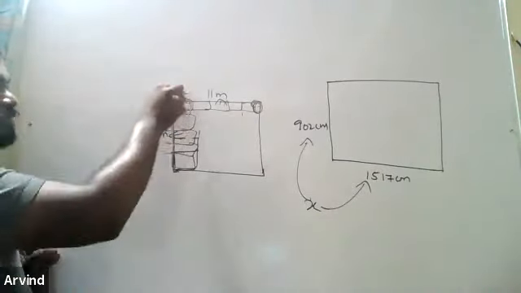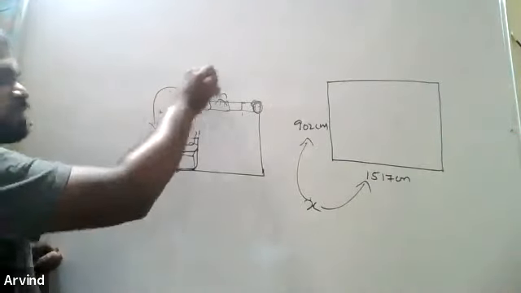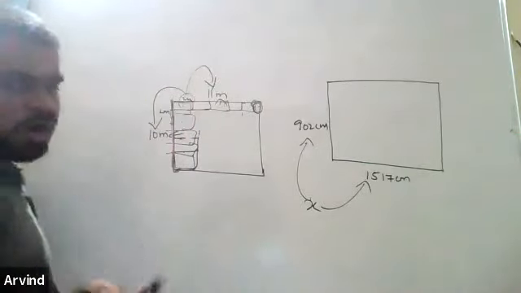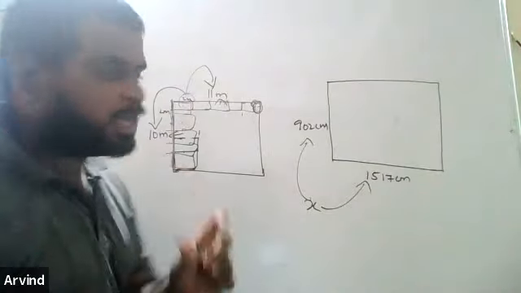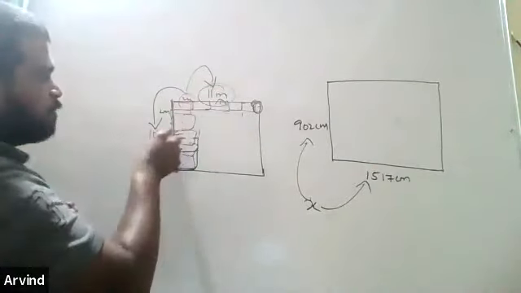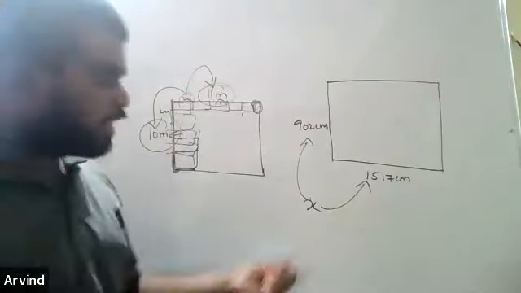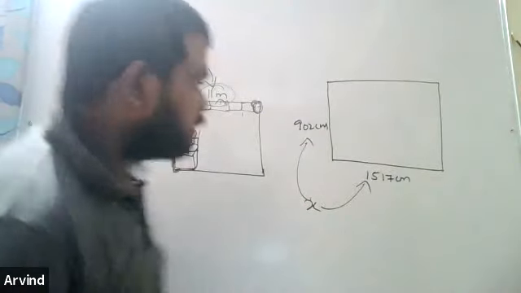Why? Because this 2 divides 10, but 2 doesn't divide 11. So I want the size of a tile. The tile size should be such that it divides the length and divides the breadth. So that is why we have to find HCF. Okay.